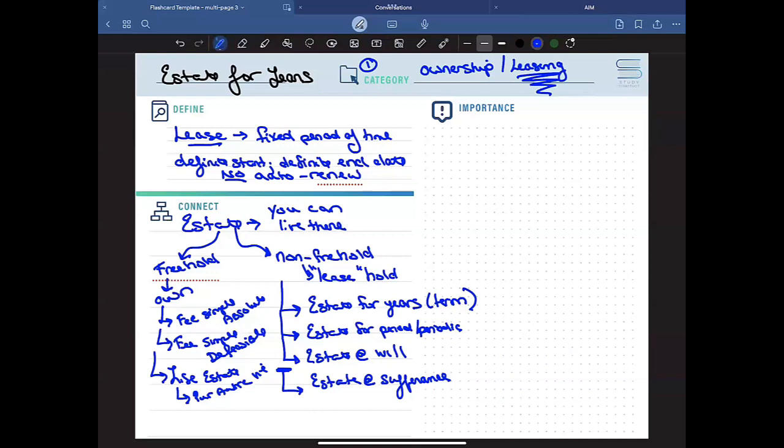And then you can also, even though we're talking about estate for years, it's a good way to test your knowledge on your freehold estates. I mean, you could connect this out as far as you wanted to. I'm going to stop right here so we don't run out of time, but you get what I'm saying.